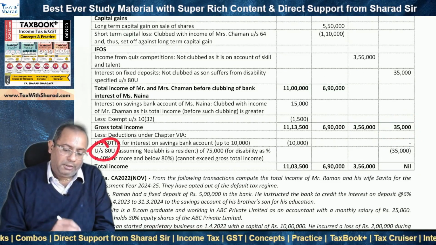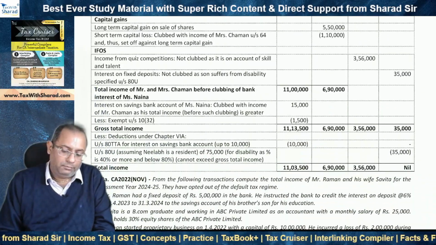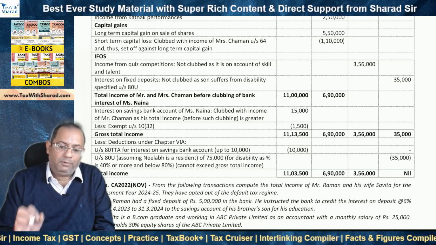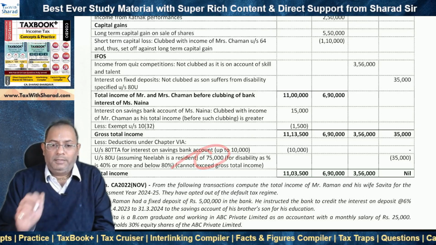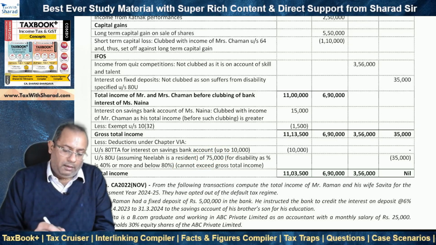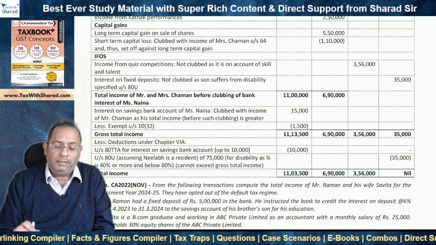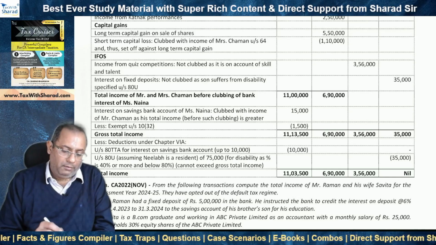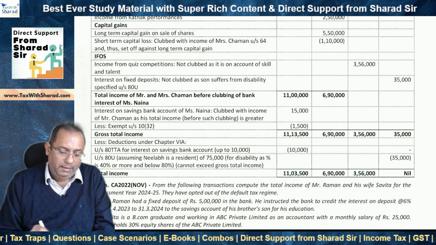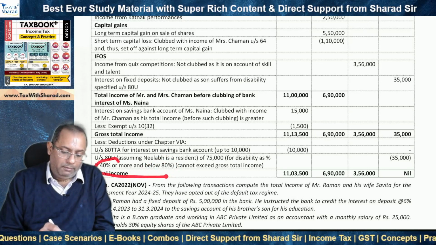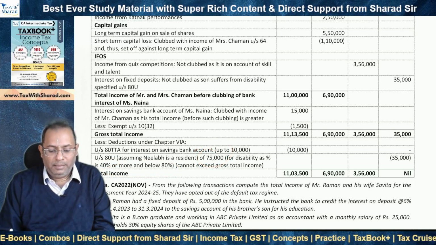And he will get a deduction under section 80U because he is suffering from a disability mentioned under section 80U. Since his disability is up to 75%, he will get a deduction of rupees 75,000 under section 80U, because it is a case of disability. It is not a case of severe disability. Severe disability is a case where the disability is more than 80%. But in this case, the disability is 40% or more and below 80%, 75%. And therefore, a deduction of 75,000 will be given.